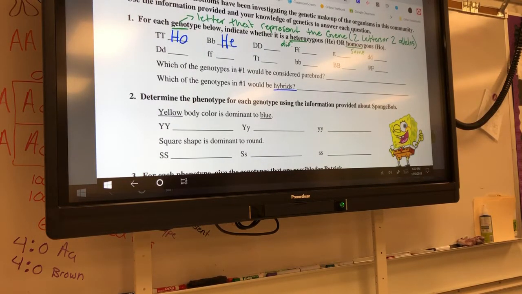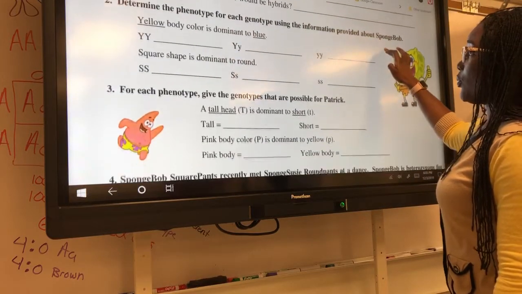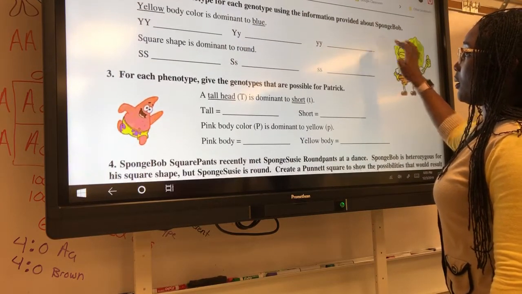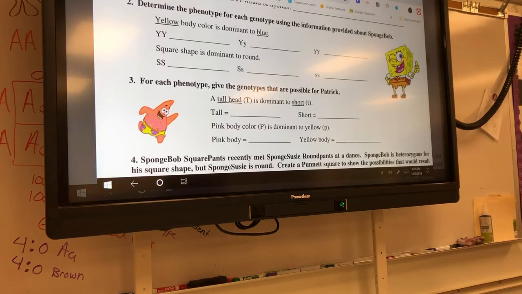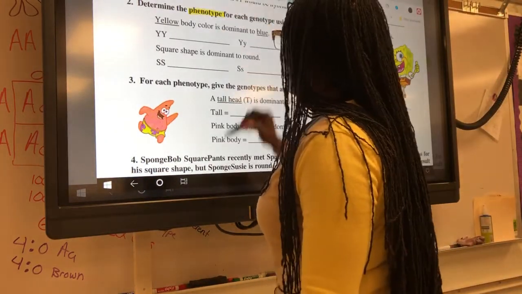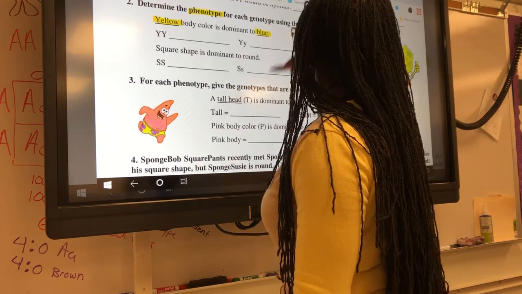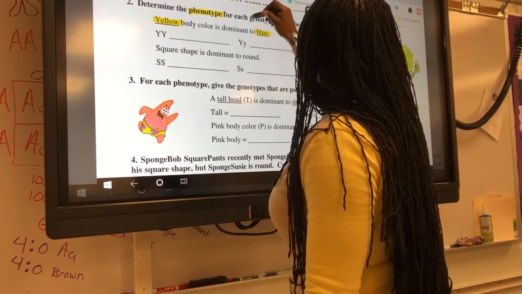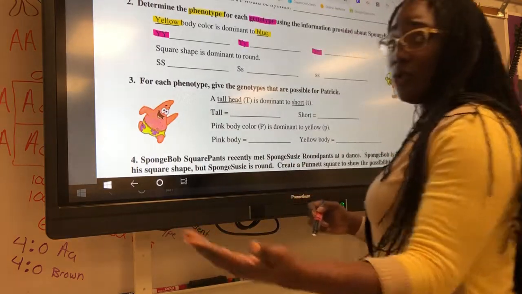Next question, question number two. I'm going to scroll it up so we can see. Let me do this all three over here. Number two says, determine the phenotype of each genotype using information provided. Remember, I'm going to highlight. The phenotype is what we see with our eyes. So therefore, either yellow or blue. The genotype are the letters that represent the gene. So two alleles, okay?